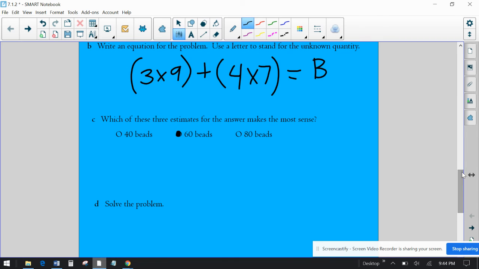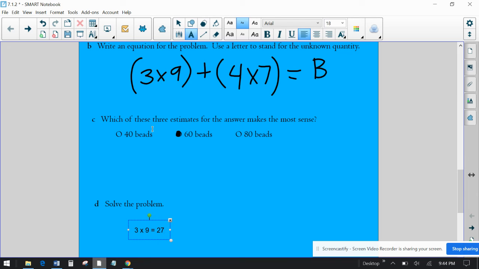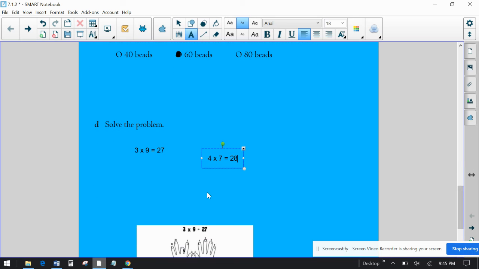Now it's time to solve it. Well, we already kind of did much of the work. We have the 3 times 9, we just said was 27. And the 4 times the 7 is 28. Okay, so now we have to add 27 plus 28. I'll just use my finger here.